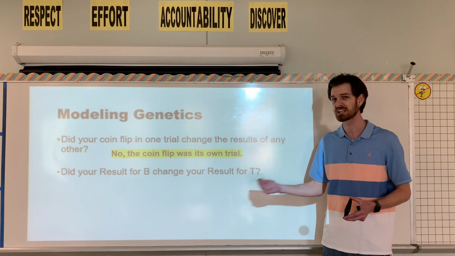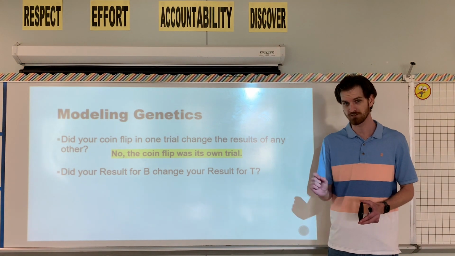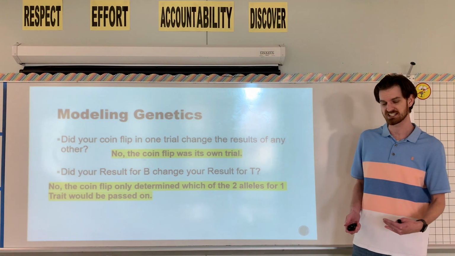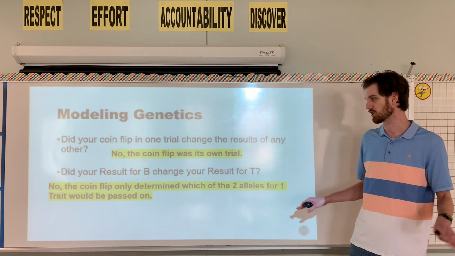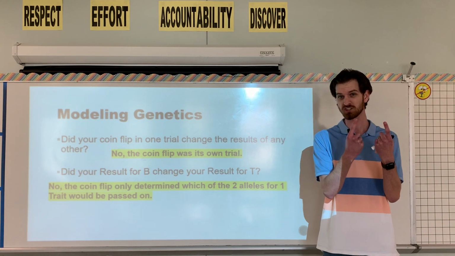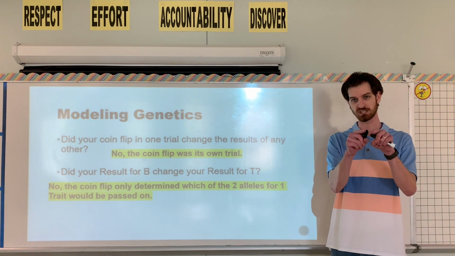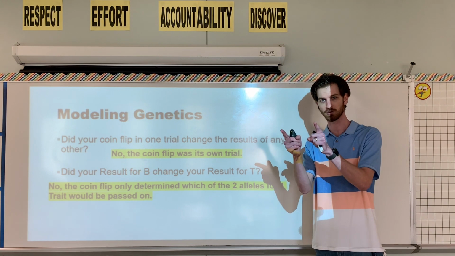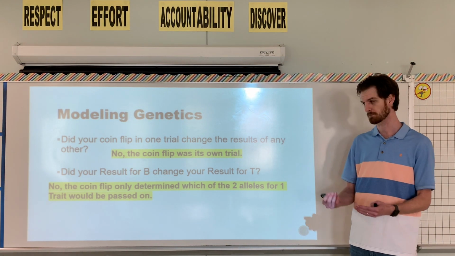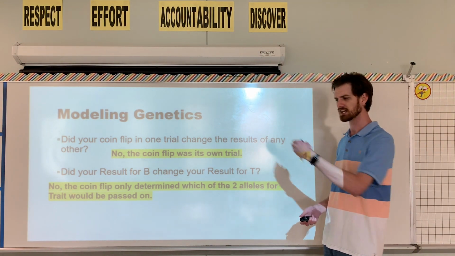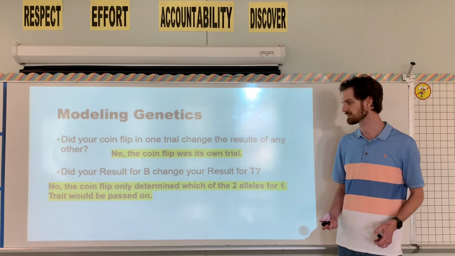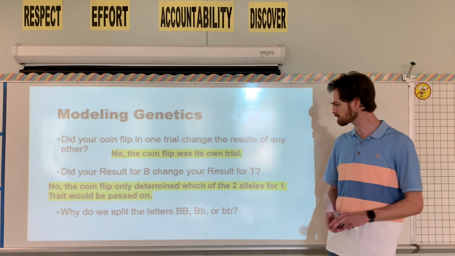Okay? Now, did your results from B impact any results from T? Well, we flipped the coin each time we did it, looking at each individual parent. So nothing from B actually impacted T. They were separate all the way across. So each time you flip a coin, that just determined which one of those 2 alleles, the 2 capital B's, the 2 lowercase t's, or the capital and lowercase b and the capital and lowercase t, which one of those 2 in the pair was I passing on? Not if it's heads over here, it's automatically heads for this one. They are separate individuals.